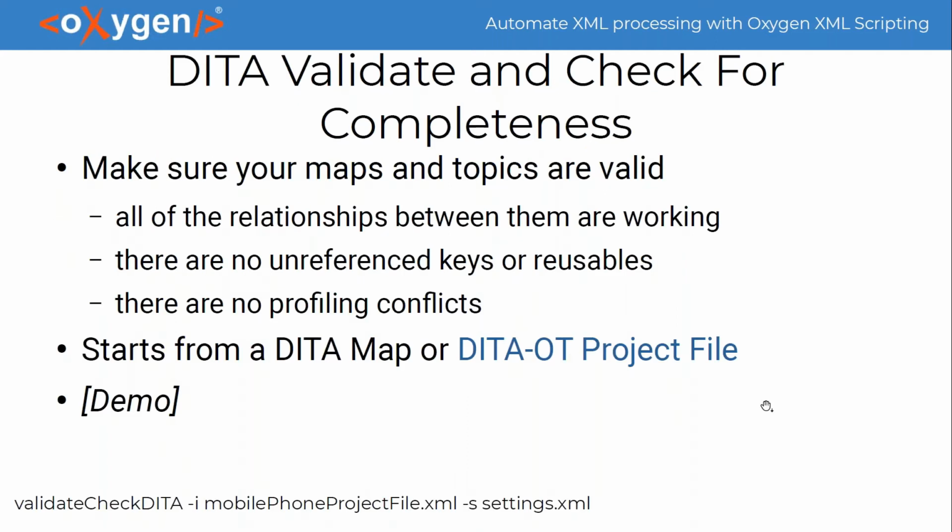So the first tool is the DITA validate and check for completeness. It is addressed to those of you that use DITA for writing technical documentation. What it does is make sure your maps and topics are valid. For example, all the relationships between them are working, there are no unreferenced reusables or keys, there are no profiling conflicts, maybe no broken links. So all sorts of checks that are usually not caught by classic schema validation.